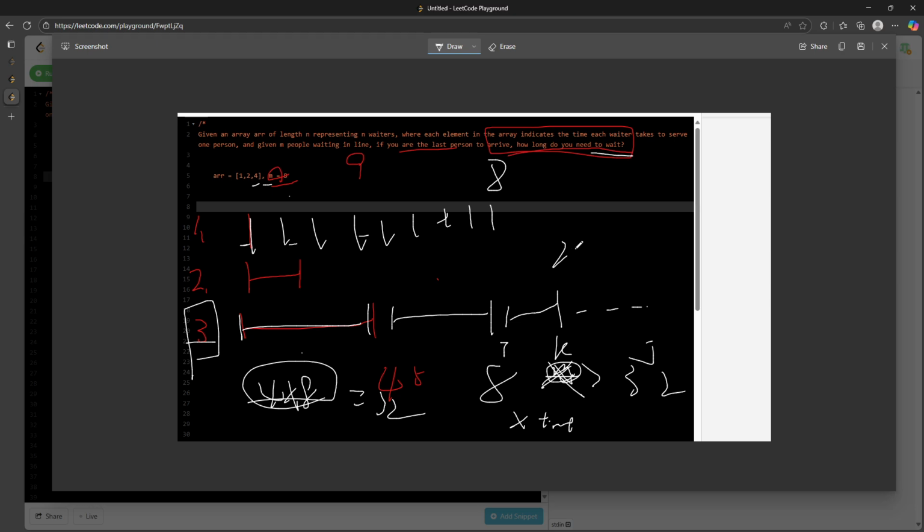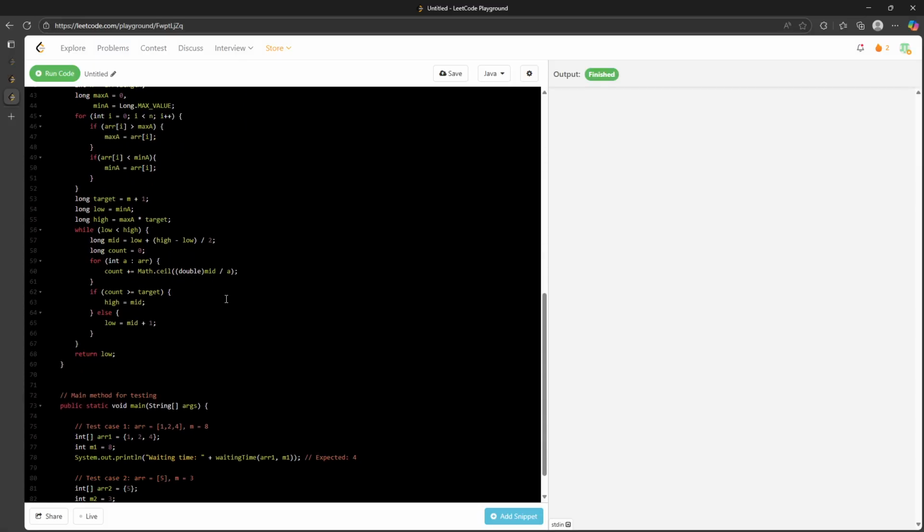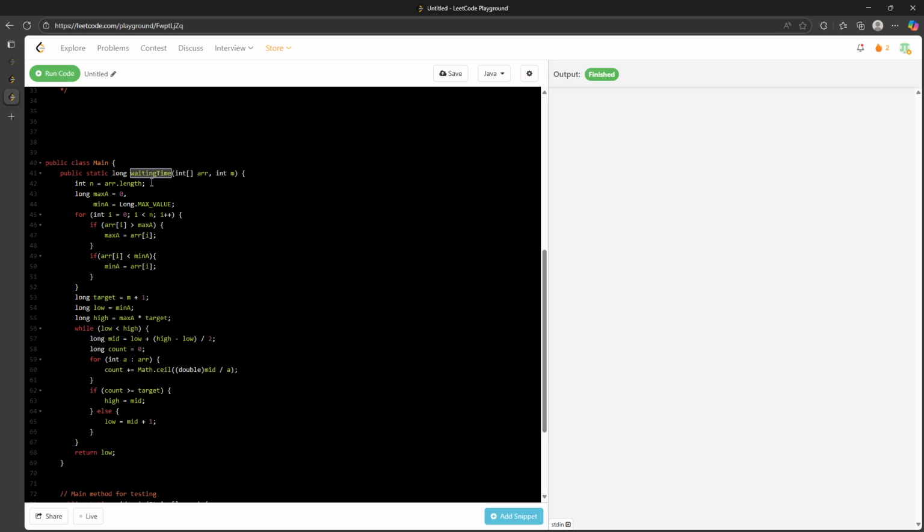And if this is greater than or equal to m, you're going to shift your j to the left, right? And if this is less than m, you're going to shift your i to the right, right? So you want to find out the base scenario. So this is the idea, and then let me just go through the solution. So this is the waiting time.